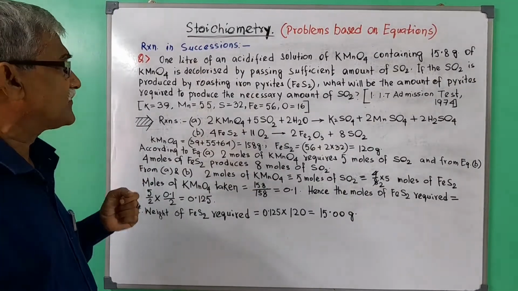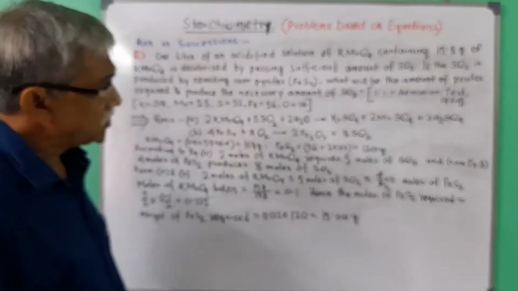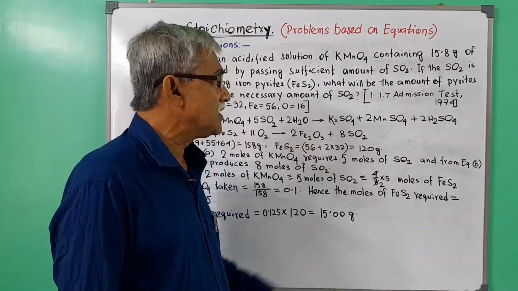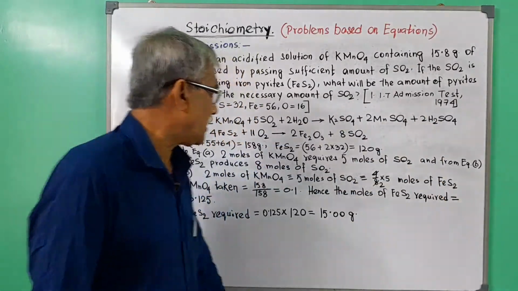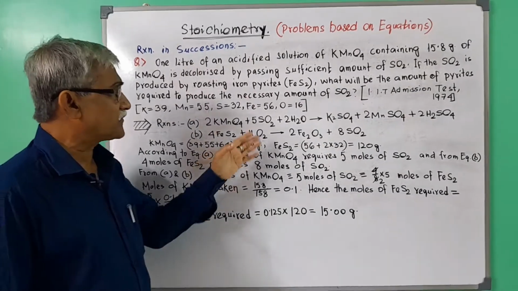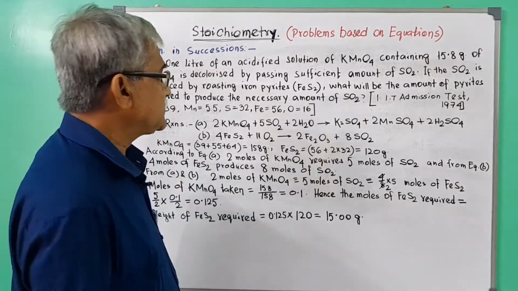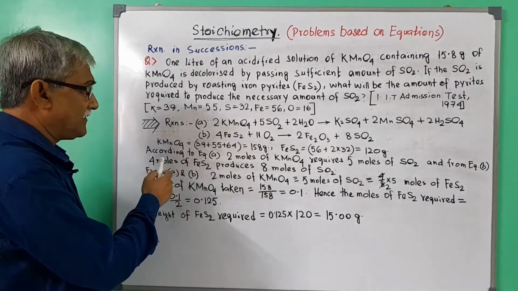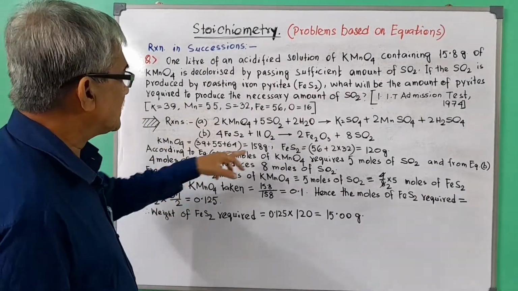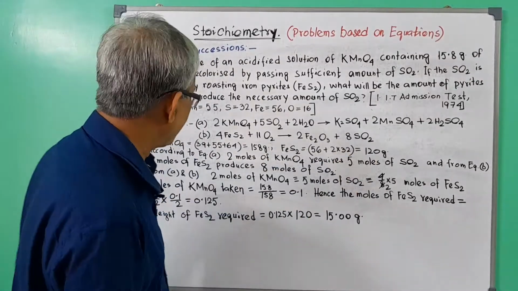Now let us do it. First of all, you have to write the balanced equations that are occurring there. It is 2KMnO4 plus 5SO2 plus 2H2O yielding K2SO4, 2MnSO4, it is decolorized, it is purple in color, it is colorless, plus 2H2SO4. Now 4FeS2 pyrites plus 11 O2, roasting we are doing, gives 2Fe2O3 plus 8SO2. This is the sulfur dioxide that is produced. Now see, the molecular weight of potassium permanganate KMnO4 is 158 grams. FeS2, iron pyrite, is 120 grams, I have shown it.